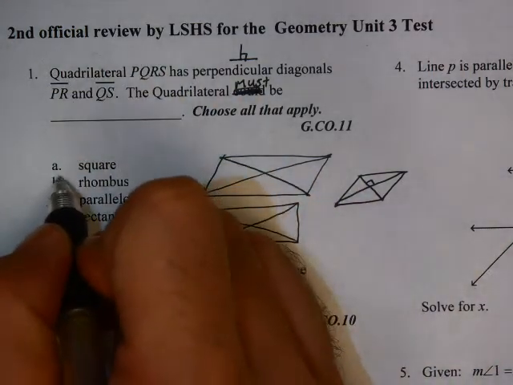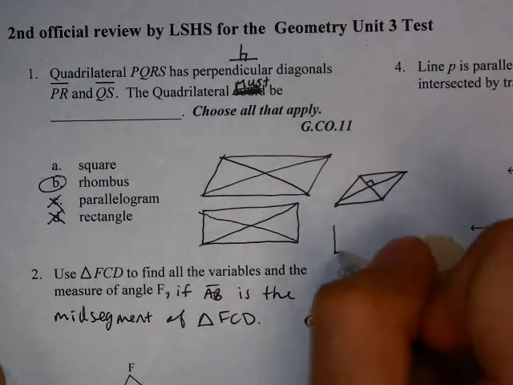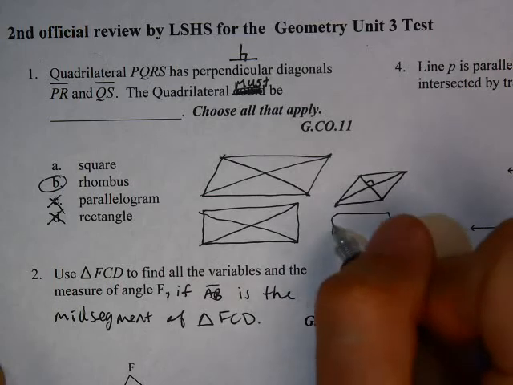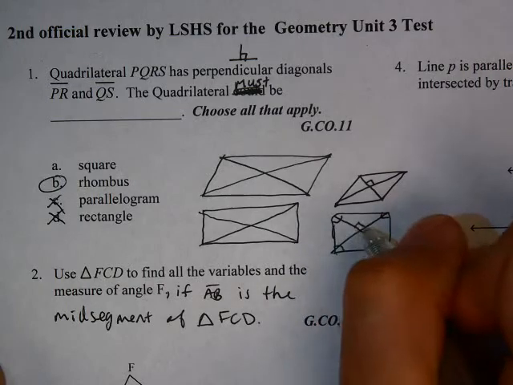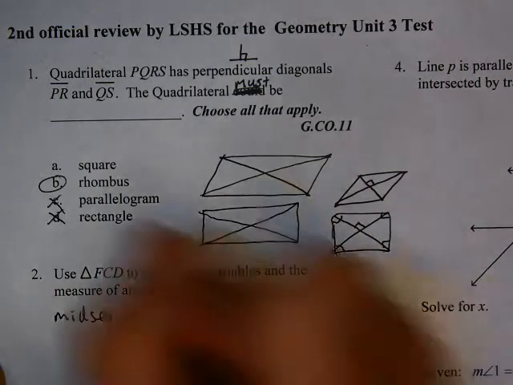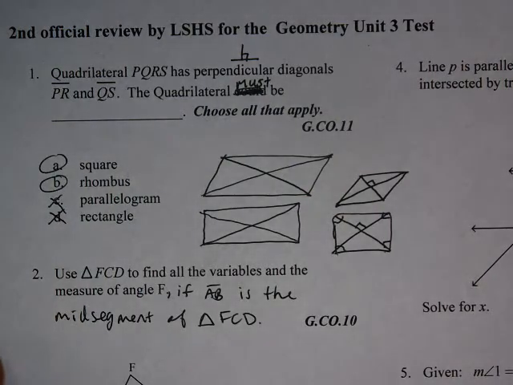So rhombus does work. And remember, whatever the rhombus has, the square also has. So if I draw the square, there's my right angles in the corners. And this is not the most perfect drawing, but you do get right angles in the middle for the square. So square and rhombus would both be appropriate answers for number 1.